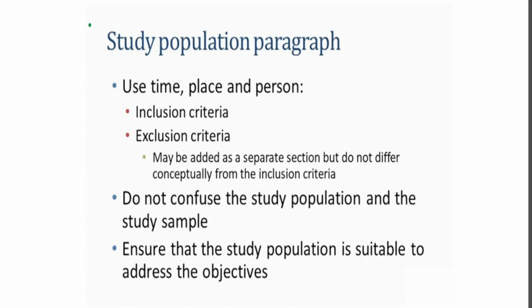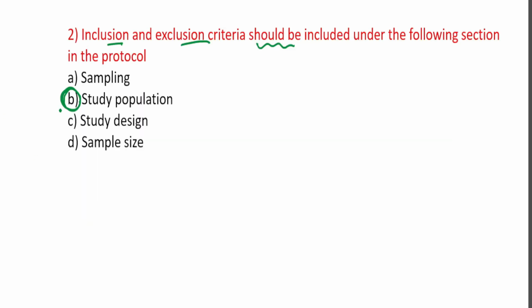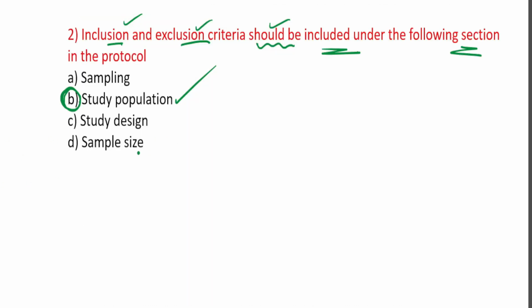Now see the information given in this slide. It speaks regarding the study population. Okay, in this slide they have spoken regarding use, time, place and person, in which they have mentioned the inclusion criteria and the exclusion criteria. Now as per our question, inclusion and exclusion criteria should be included under the following section. The section is the study population section. So this is the explanation and this is the answer for our question. So please remember the question and the answer.